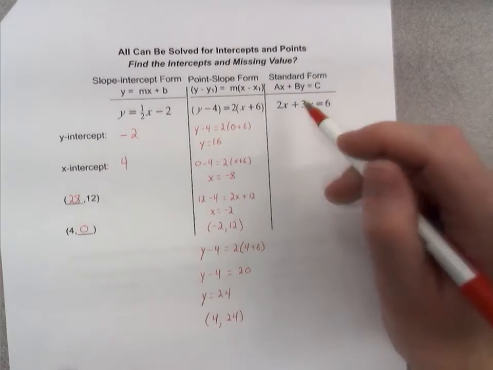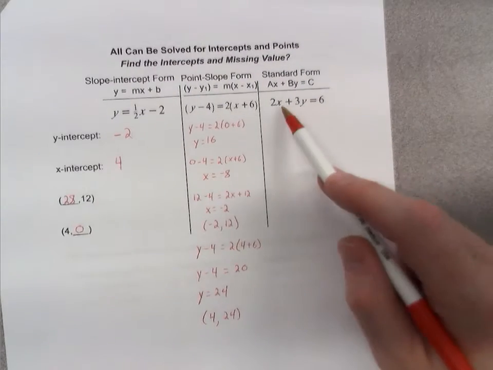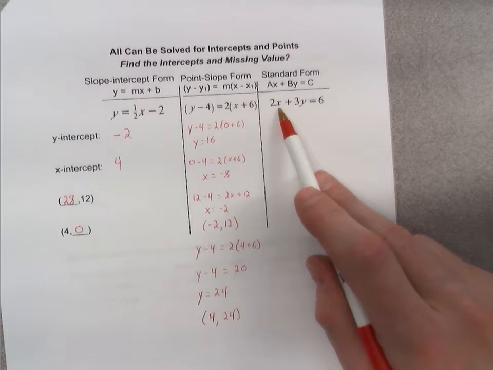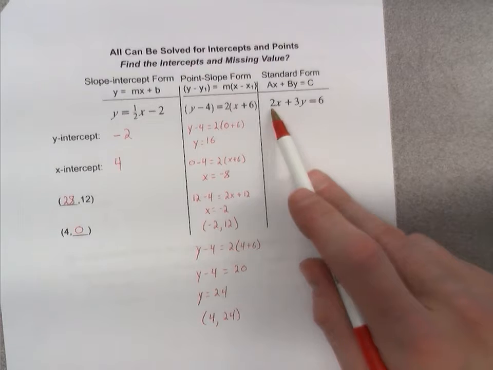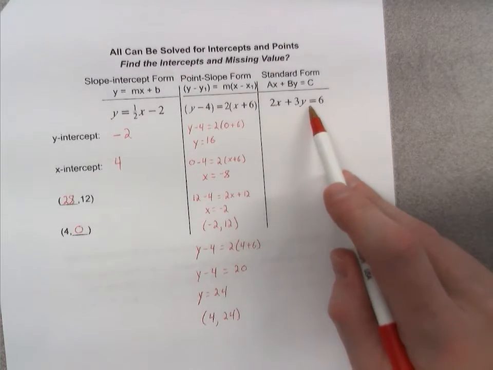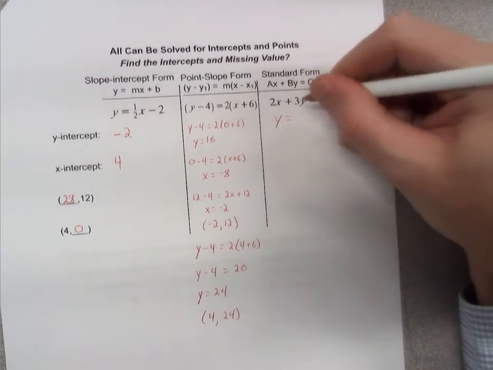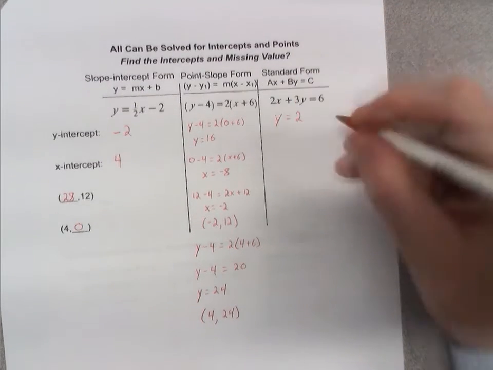So pretty simple. If it's the y-intercept, we look at this equation, we know whenever we have the y-intercept, x has to be 0. So 0 times 2 is 0, so that means we have 3y is equal to 6. Divide both sides by 3. y is going to be equal to 2.